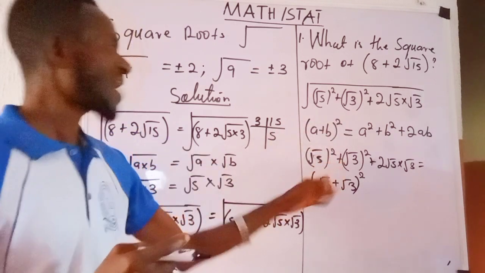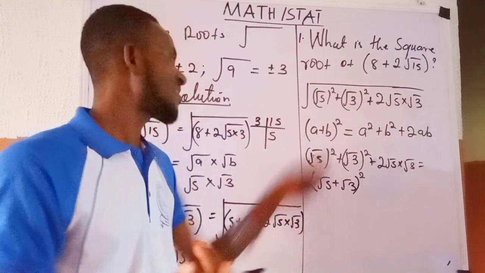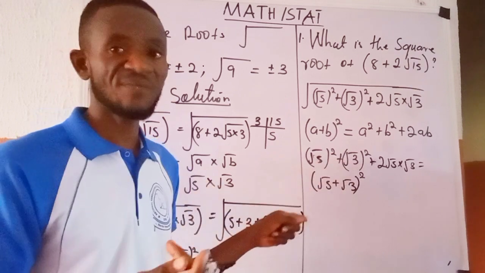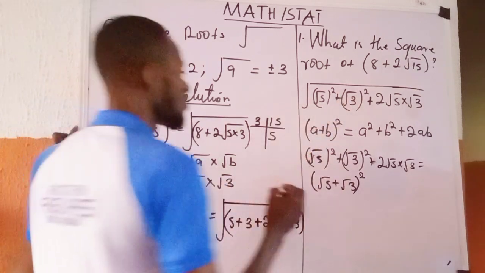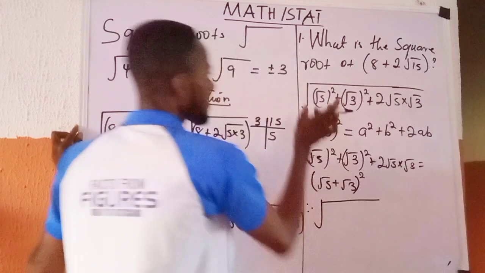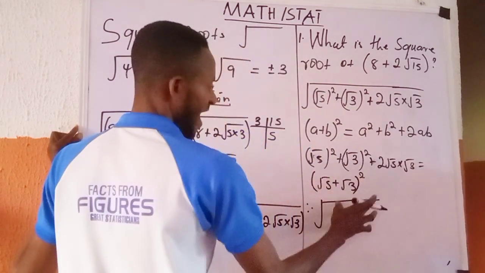By implication now, it means I can use this and this interchangeably. Anywhere I see the whole of this, I can use this because they are the same thing. Therefore, what I have now is square root of. Instead of writing the whole of this, I am going to write this because they are the same thing.